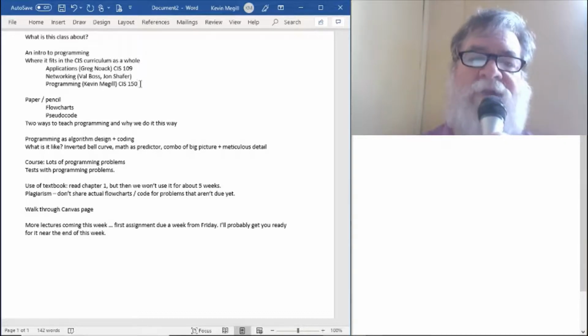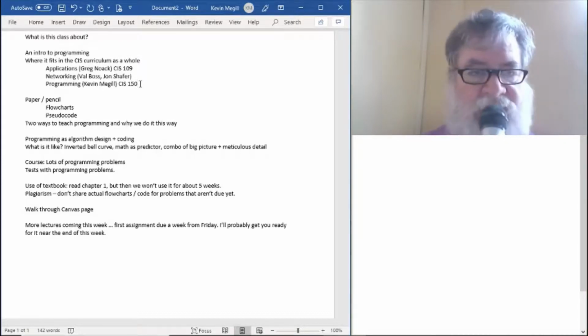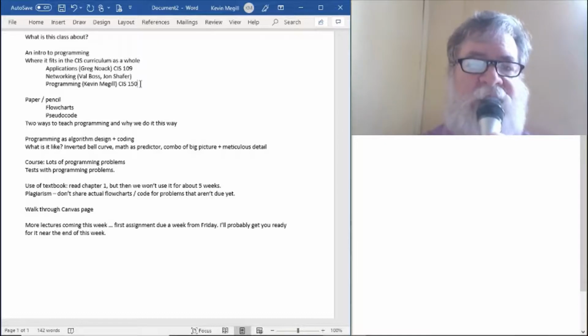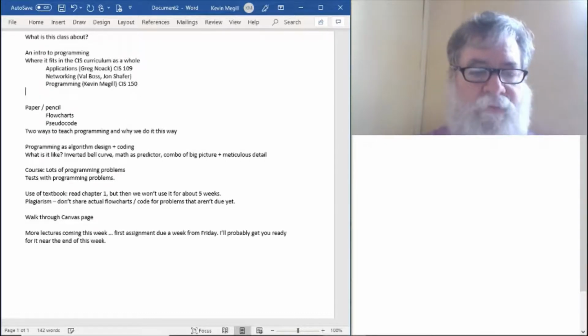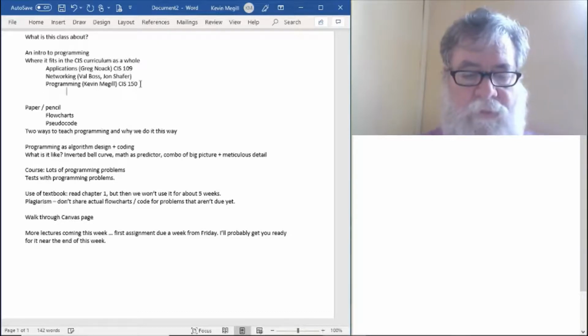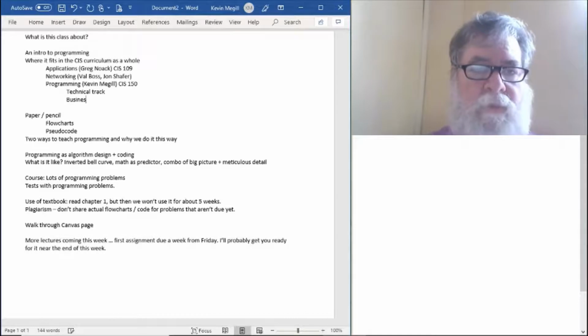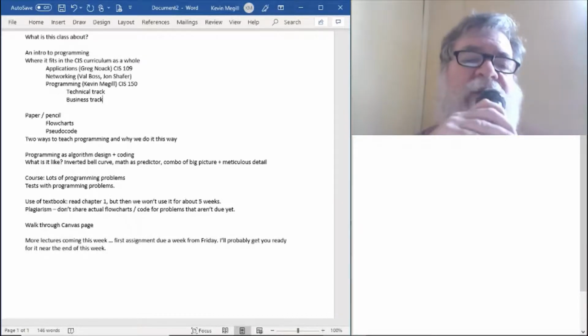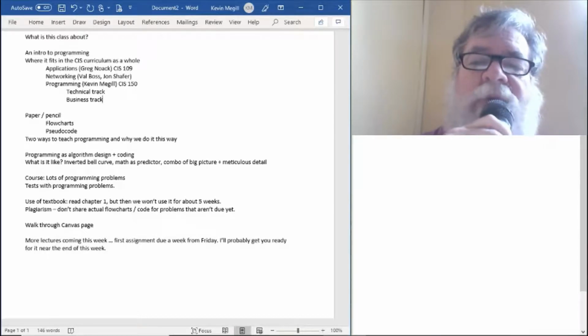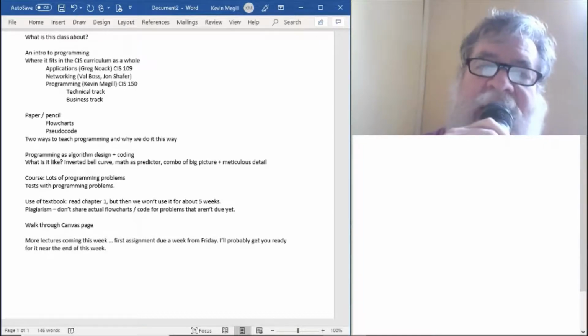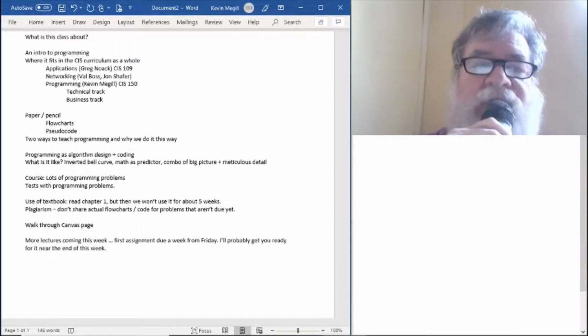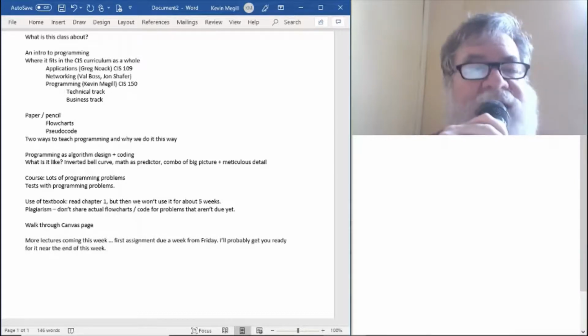Now, when you take programming here, when you transfer, you're going to want to transfer to one of two very different types of schools. And based on that, you're going to want to take different gen eds here. So we have what's called a technical track and a business track. The technical track is aimed at those who want to transfer into engineering schools and get a degree in computer science proper. And that is technical stuff.